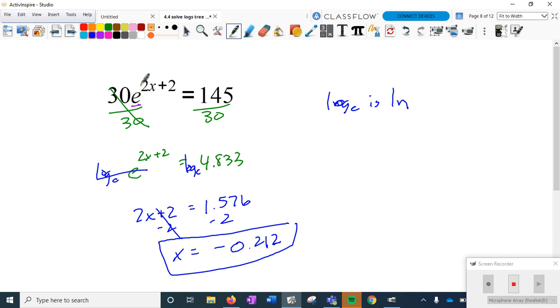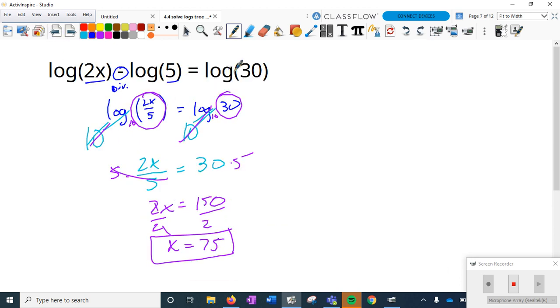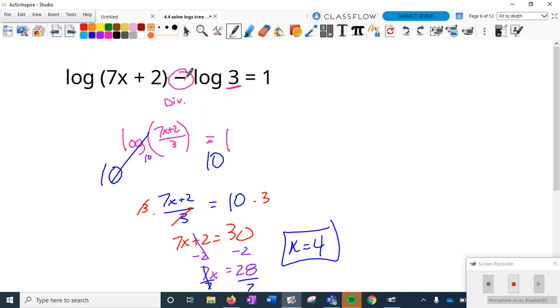Types where x is up in the exponent, where we have to get the base by itself and then undo the base with a log base. If it's an e, you can use log base e. If this base was a 3, you would use log base 3. You have types where you have logs on both sides. You try to get log equals log so that you can ignore that log. And then you have types where not everything has a log, so you use your laws to condense, and then you undo your log base with an exponential base. Those are the 3 main types we need to be ready for on our test.